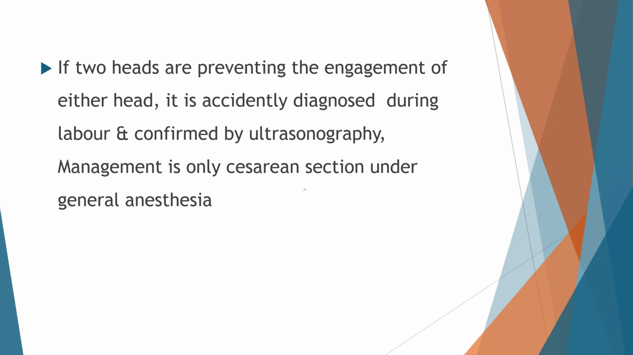If both fetal heads are blocking each other and neither head is able to engage, this situation is usually discovered unexpectedly during labor. It is then confirmed with the help of ultrasonography. In such cases, vaginal delivery is not possible because the heads are mechanically obstructing each other. The only safe and effective management is delivery by caesarean section, which is performed under general anesthesia to ensure quick and controlled delivery and to protect the safety of both the mother and the babies.